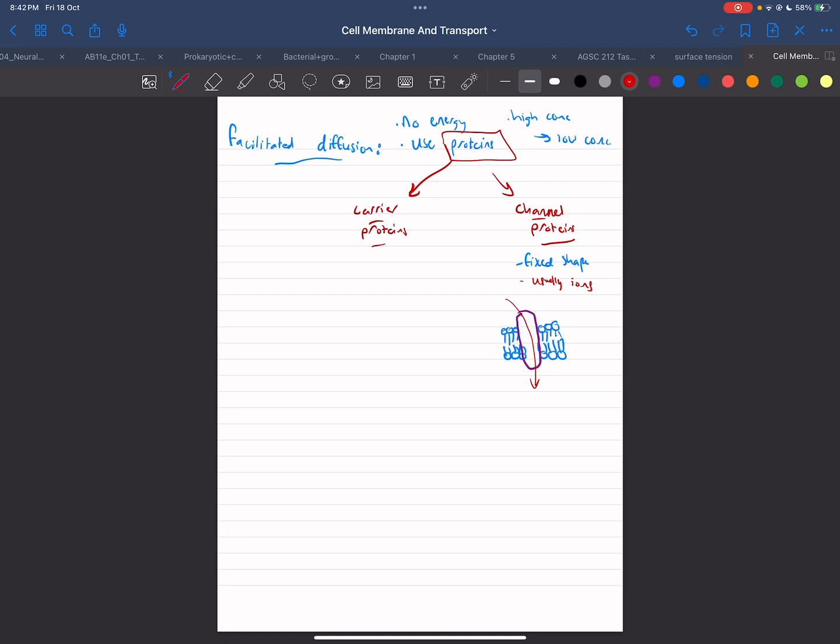Now what are carrier proteins? Carrier proteins carry substances by binding to them. So we can have a substance that's outside. Once it binds to the carrier protein, it is allowed to pass through the cell membrane. So the difference is channel proteins have a fixed shape, while carrier proteins do not have a fixed shape, as once they bind to a substance, they alter their shape either to go inside the cell or to go outside the cell. So they carry substances by binding to them.